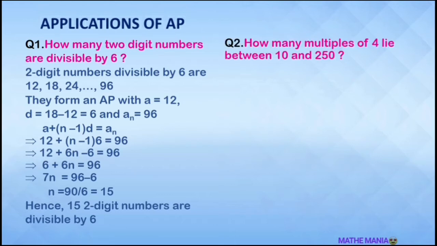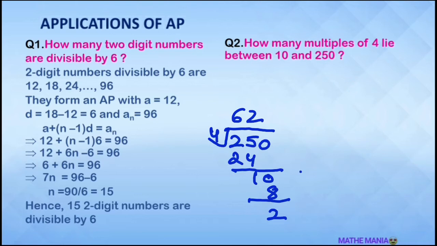So let us see how we can find the multiples of 4 lying between 10 and 250. Multiple means which is divisible by 4. So this question is similar to the previous question. Let us quickly form the AP. The first number greater than 10 divisible by 4 is 12. Next is 16, then 20 and so on. And the last number is 248, which you can easily calculate by long division. Just divide 250 by 4 and subtract the remainder from it.